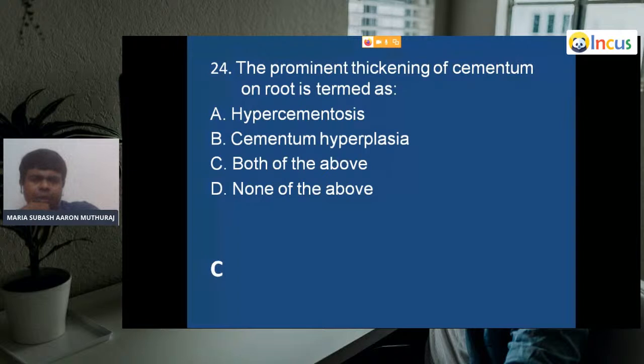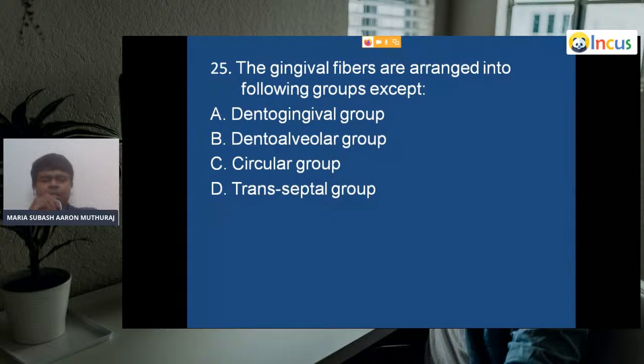The gingival fibers are arranged into the following groups, except: dentogingival group, dentoalveolar group, circular group, and transseptal group. The transseptal group is a type of gingival fibers. Circular group is also a type of gingival fibers. And dentogingival is also a type of principal gingival fibers. But dentoalveolar group is not a type of gingival fibers. Therefore, the answer should be D.